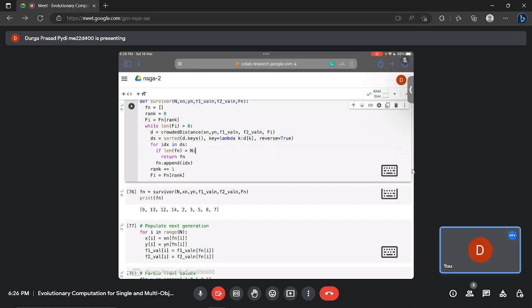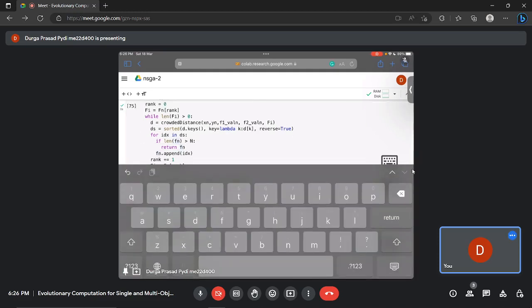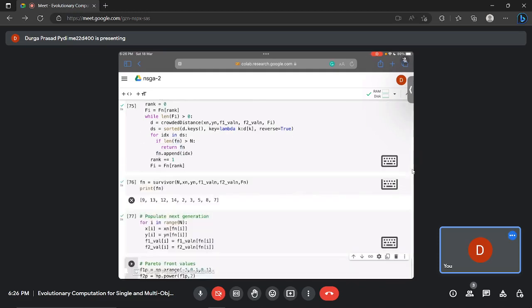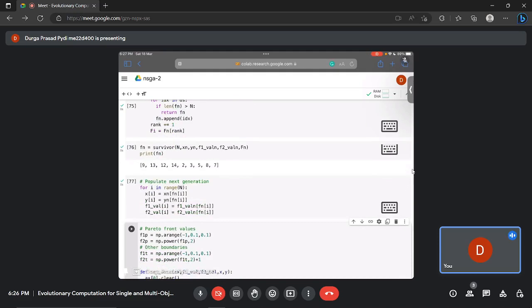That is this particular condition. If that happens, then you just return it. You stop adding to the population and you just return these values. That will be your survivor. These are the values after applying the survivor operator.